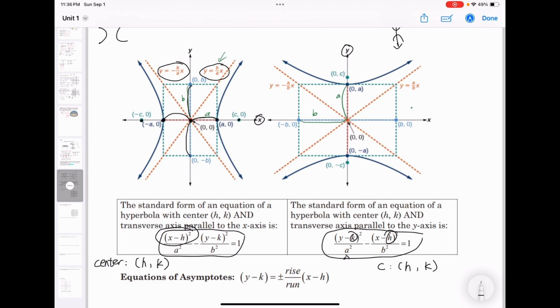And for the asymptotes, center at 0, 0, it is y is equal to a over b x, and y is equal to negative a over b x.